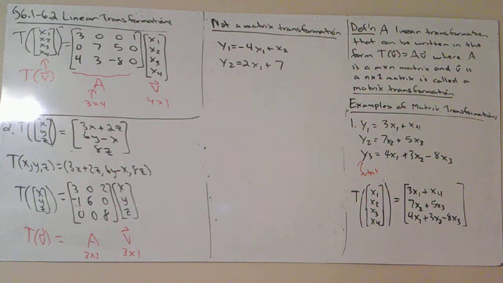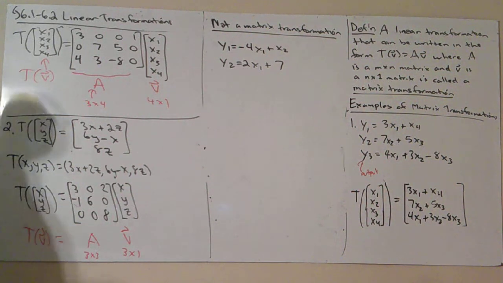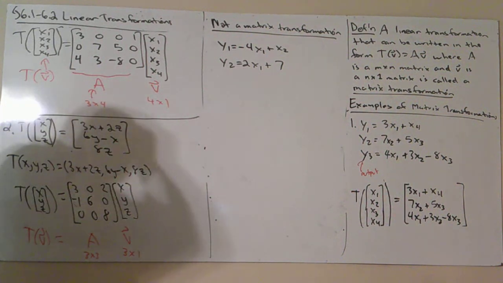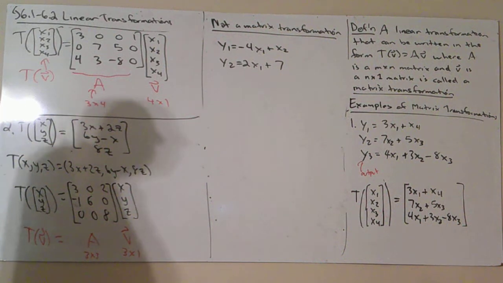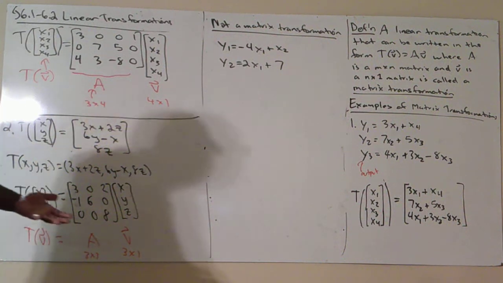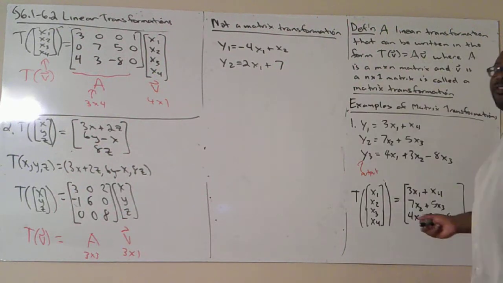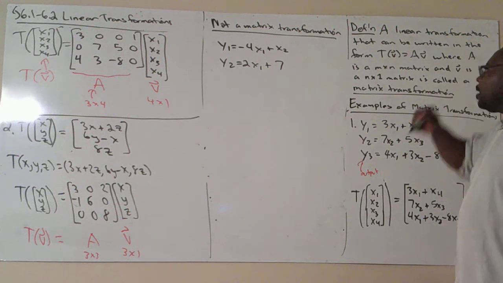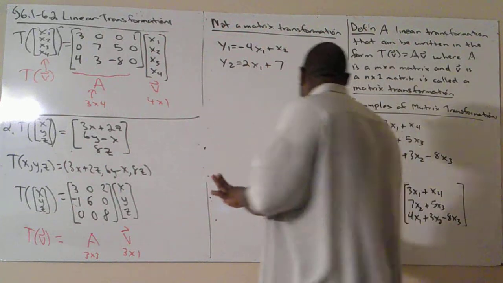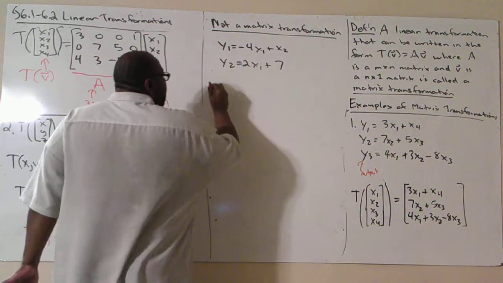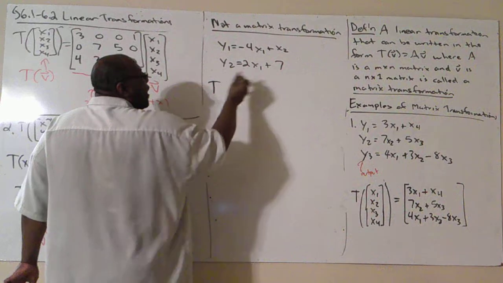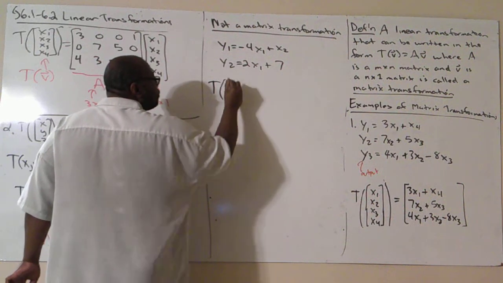Now, if you look at this one, it looks very similar to the first one we did. And it feels like it should be a matrix transformation, but why is it not? Remember I said a matrix transformation can be written as A times V and only as A times V, nothing else added. So when I look at this one, I can do this the same way we did the other one. I have T, and x1 and x2 are my only inputs.